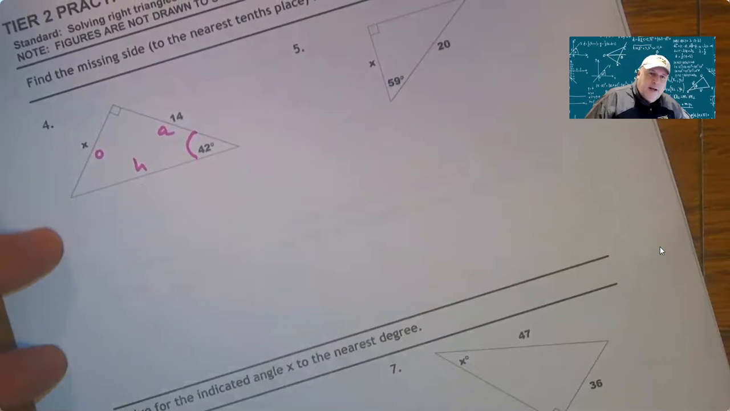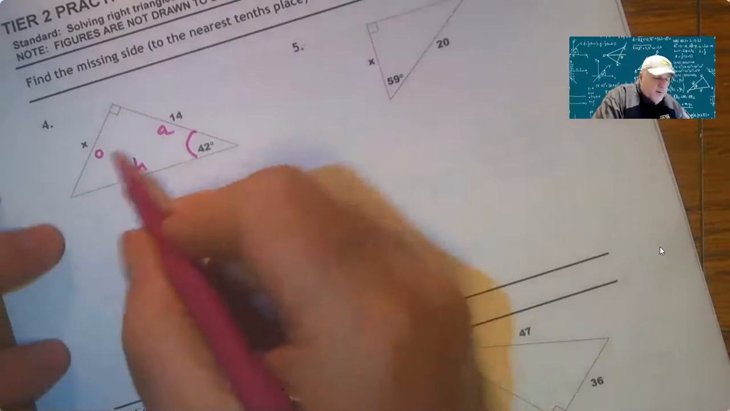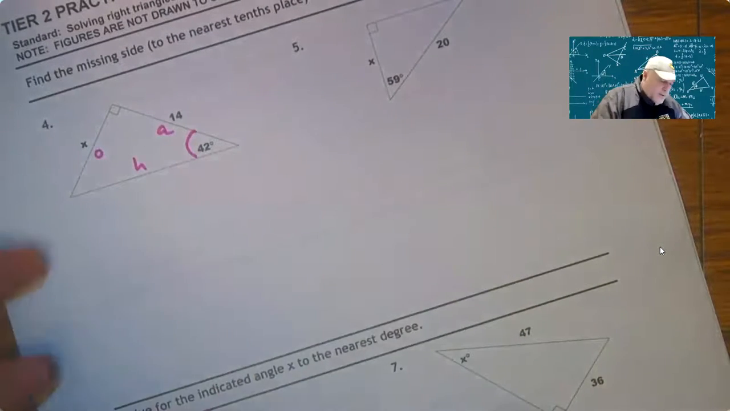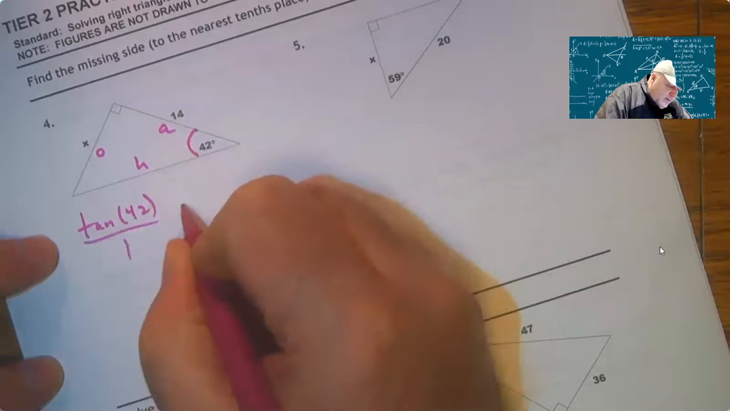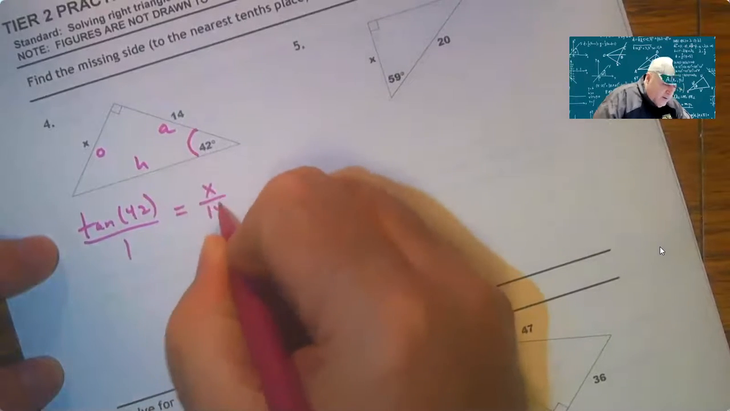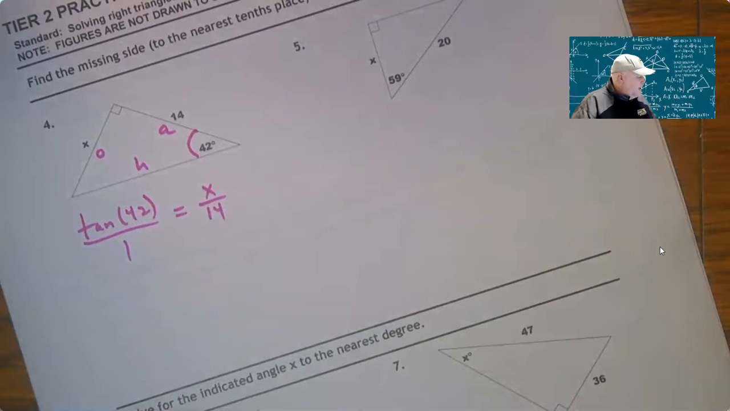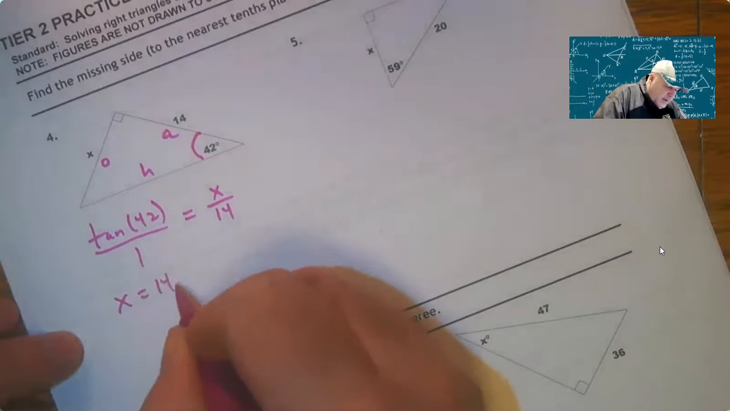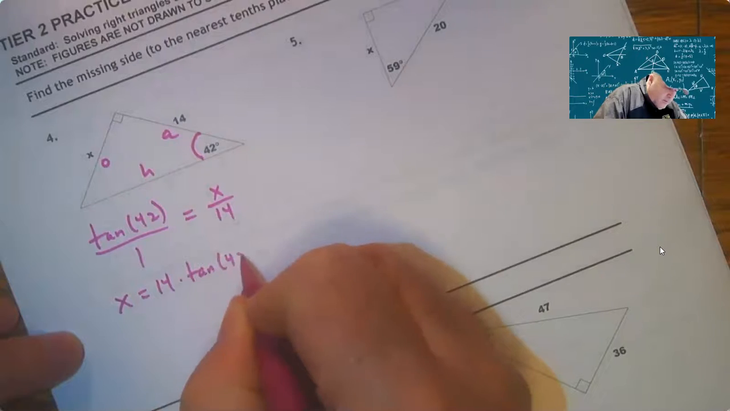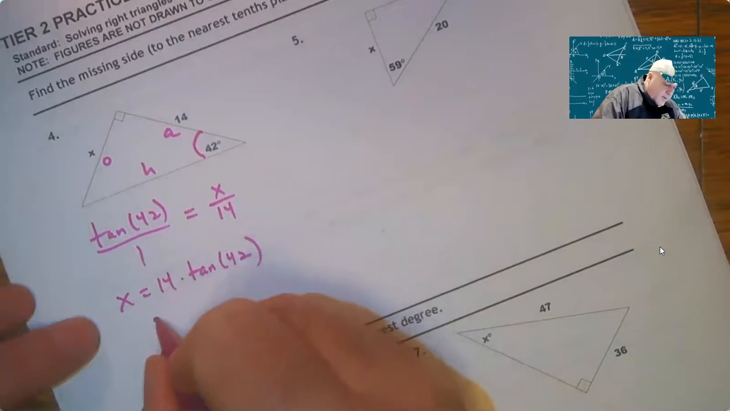The first one is the tangent, because the O and the A has the x and the 14. So tangent of 42 is x over 14. How do you know the x is on the top? If the x is on the top or the bottom, you don't worry about it. You worry about doing TOA. Tangent equals opposite over adjacent, x over 14. So x is going to be 14 times tangent of 42, and that's going to be 12.6.